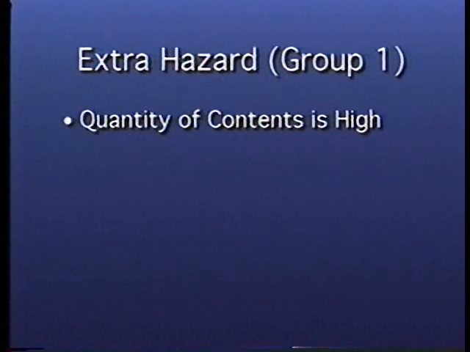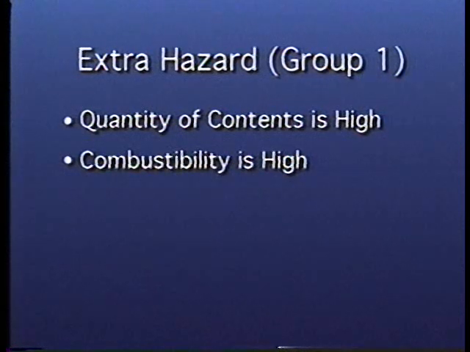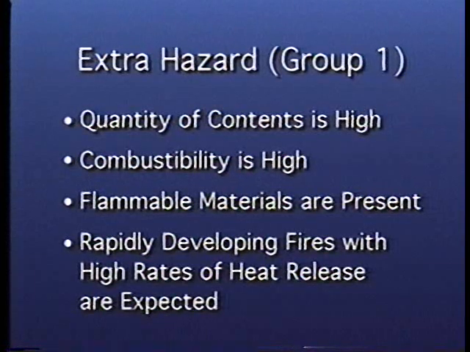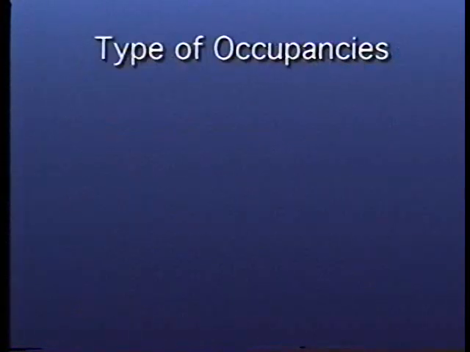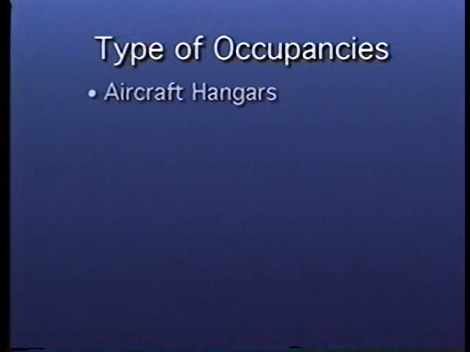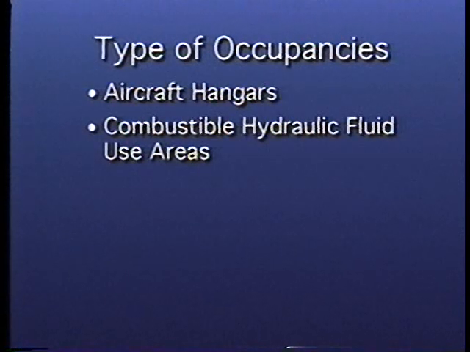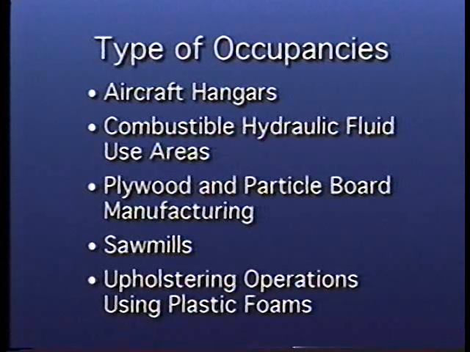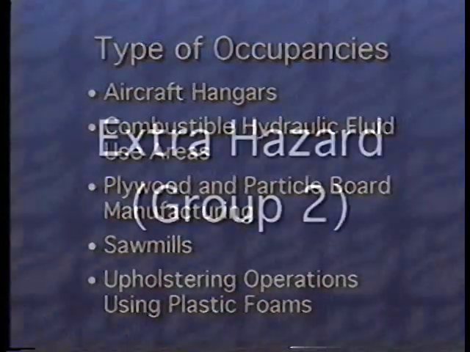This occupancy hazard is defined as occupancies or portions of other occupancies where the quantity and combustibility of contents are very high. In extra hazard group 1 occupancies, flammable liquids, dust, lint, or other materials present in the area increase the probability of rapidly developing fires with high rates of heat release. Examples of extra hazards group 1 include aircraft hangars not covered by NFPA 409, combustible hydraulic fluid use areas, plywood and particle board manufacturing, sawmills, and upholstering operations using plastic foams.